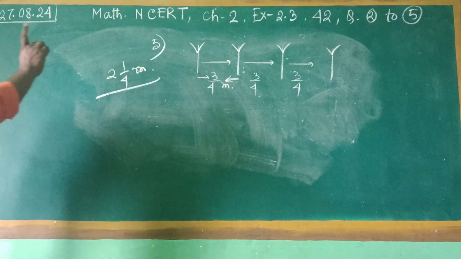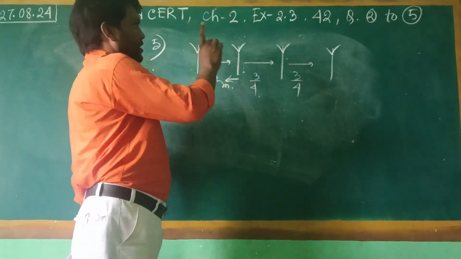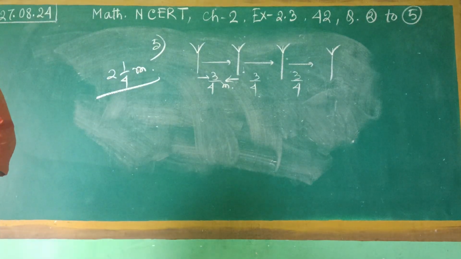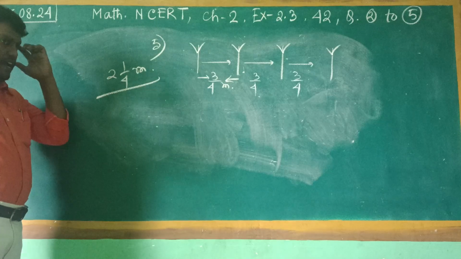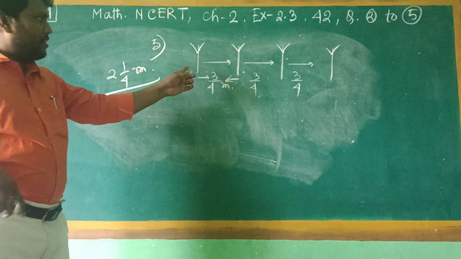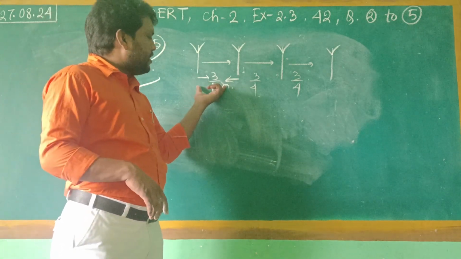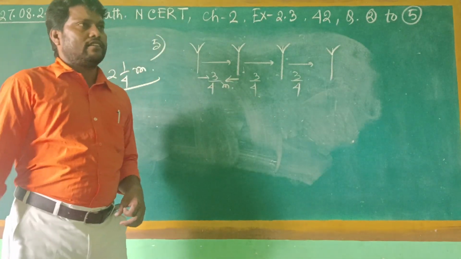Just go to the exercise and try to solve. For the next day, this is your home assignment. Okay. Try to think: how many saplings? 1, 2, 3, 4. The distances are only 1, 2, 3.